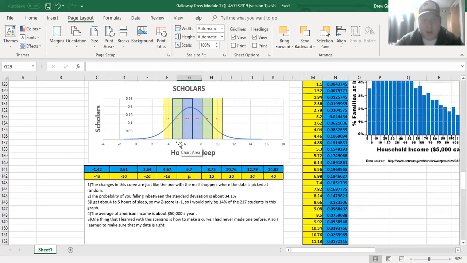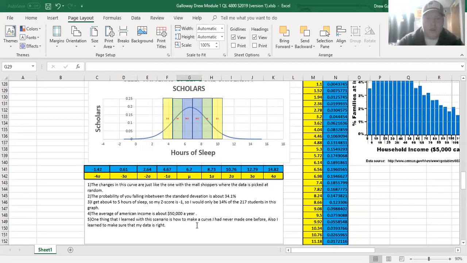I get about 4 to 5 hours of sleep, so my Z-score is, oh, by the way, if you all don't know, these are your Z-scores right here. And I get around 4 to 5 hours of sleep, so that would put me right here. So I get more 4 than I do 5, so I'll be about -1. So I'll fall into the 14% of the 217 students in this graph.